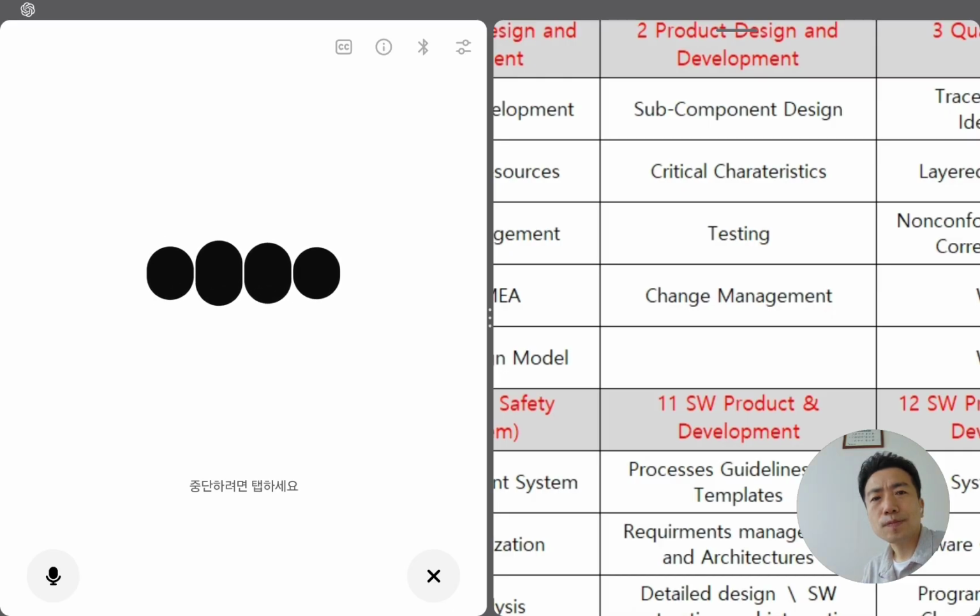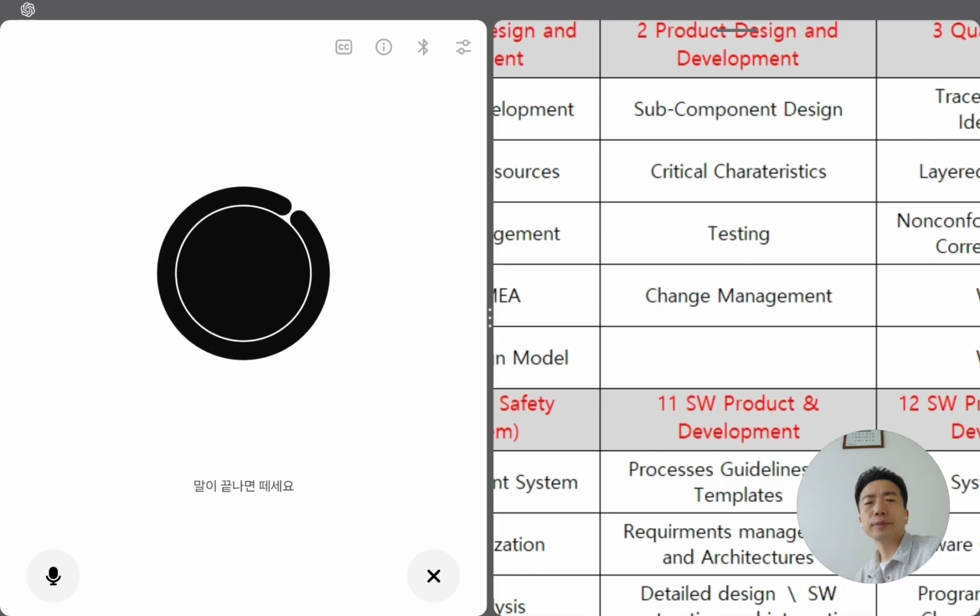David, do you want me to prepare a mock role play where I act as the auditor and you respond with one of these sample answers so you can practice?